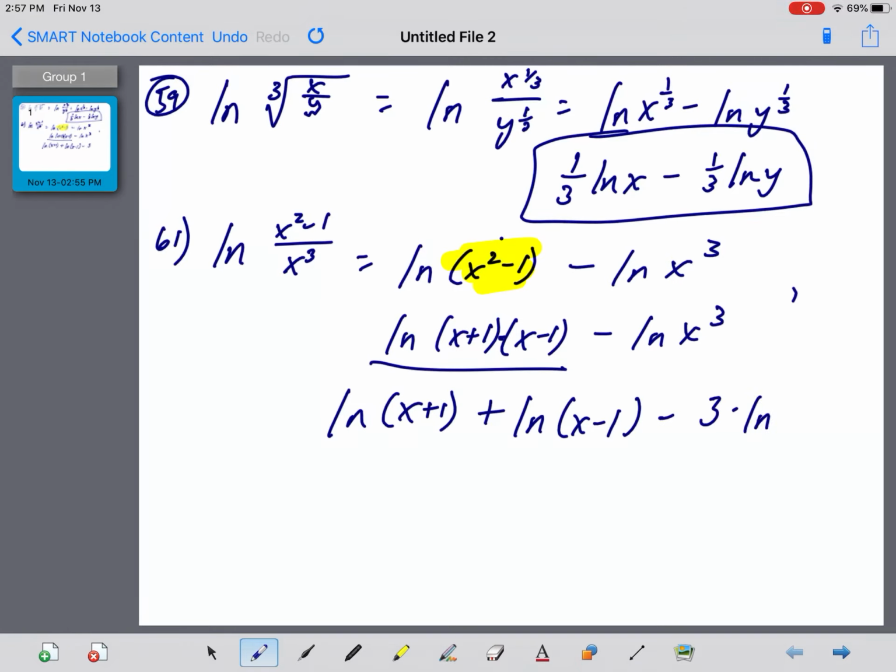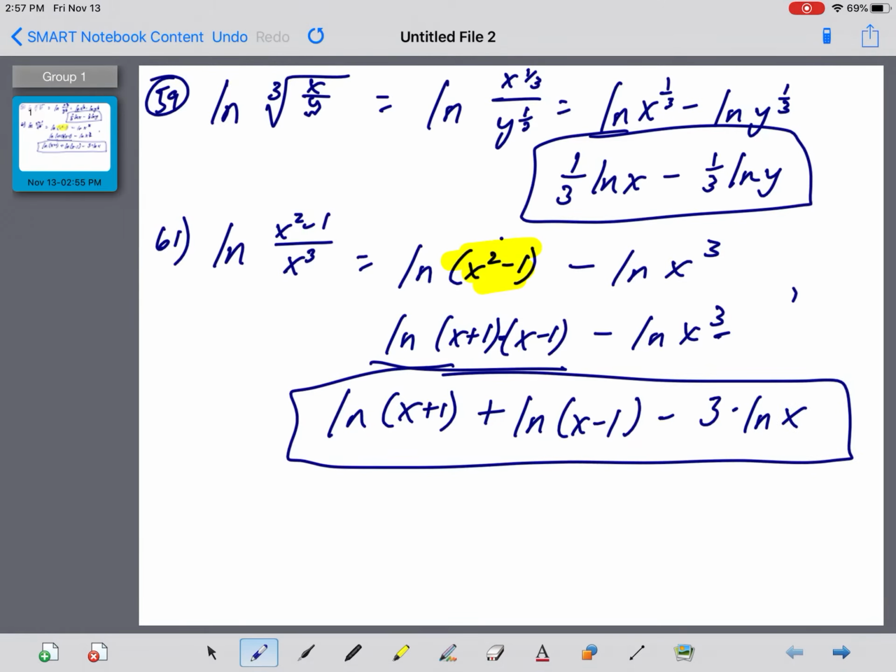Now, the 3 becomes a multiplier. That 3 right there. That is what 61 looks like. It's a dog. All right. So try to separate it into as many different logs as possible. All right, jump into 63.